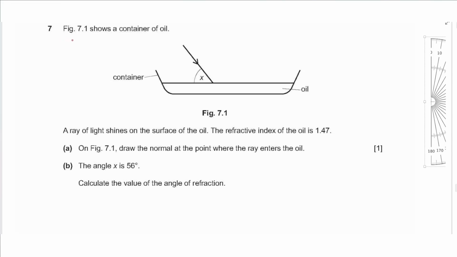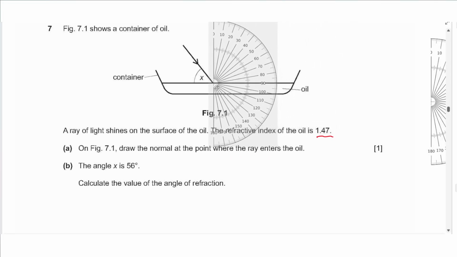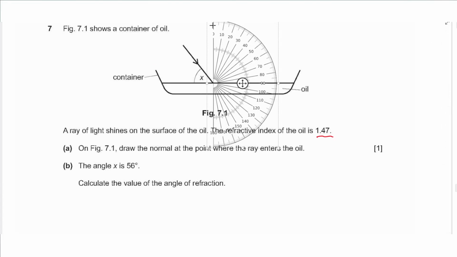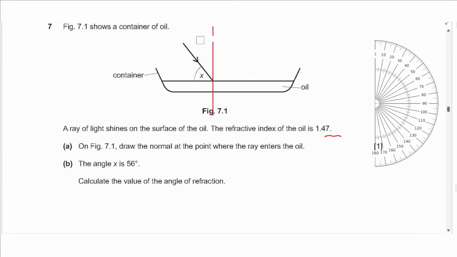Question 7 says, figure 7.1 shows a container of oil. A ray of light shines on the surface of the oil. The refractive index of the oil is 1.47. Part A says, on figure 7.1, draw the normal at the point where the ray enters the oil. So we use a protractor to draw 90 degrees from the point where the ray meets the surface. And we use the protractor as a ruler to draw the line. But we draw it as a dashed line to represent that this is not a real ray of light.